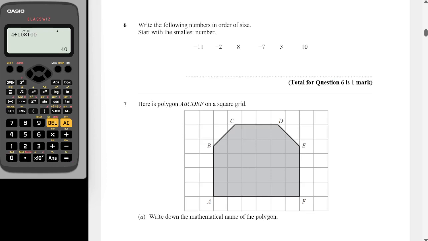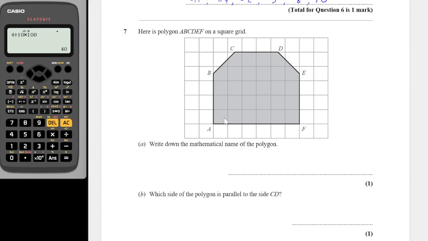Question 6. Write the following numbers in order of size, starting with the smallest. So the smallest one from this list, we've got negative and positive integers. So the smallest one is going to be minus 11. We're then looking at minus 7, and our final negative number is minus 2. We've then got 3, 8, and 10.